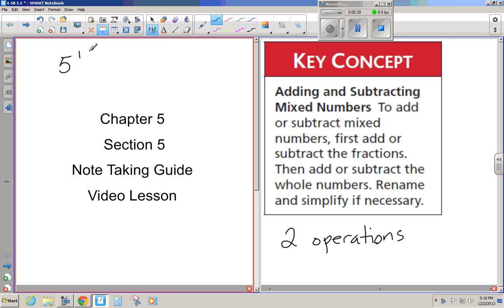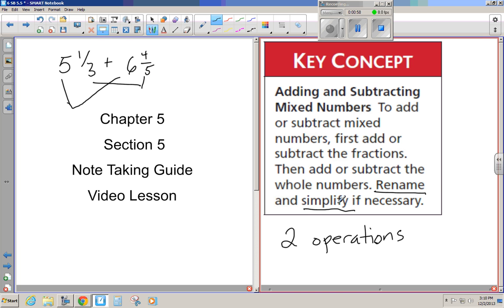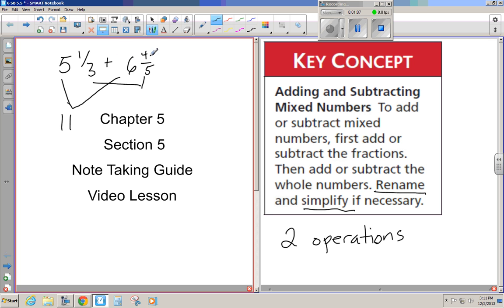Basically, if you have 5 and 1/3 plus 6 and, I don't know, 4/5, you're going to add these whole numbers together and you're going to add these fractions together. And then you're going to rename and simplify if necessary. Rename meaning you might end up with, like in this situation, 11 for 5 plus 6. And over here, let me work it out quick, you'd end up with something like 17/15, which ends up being 1 and 2/15.